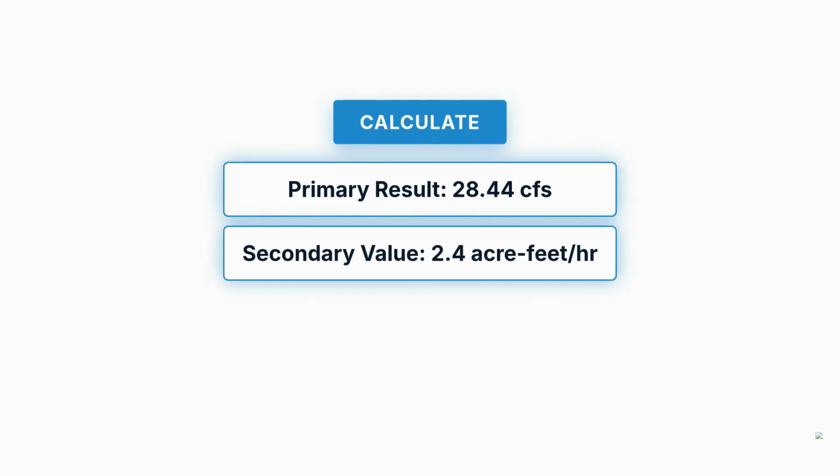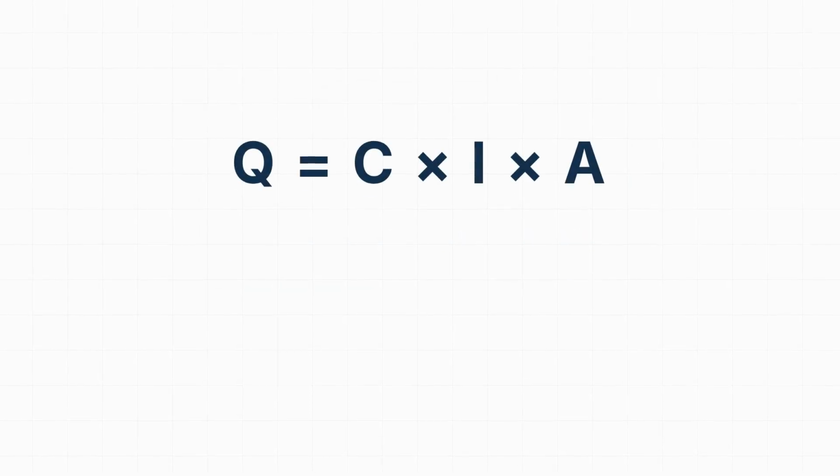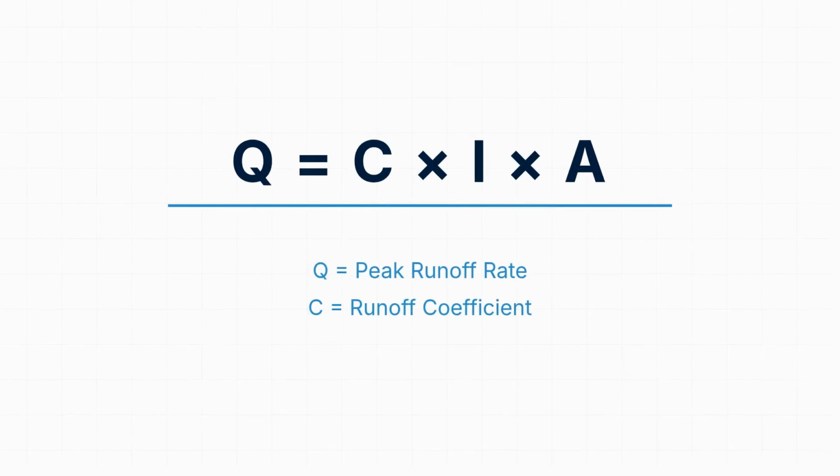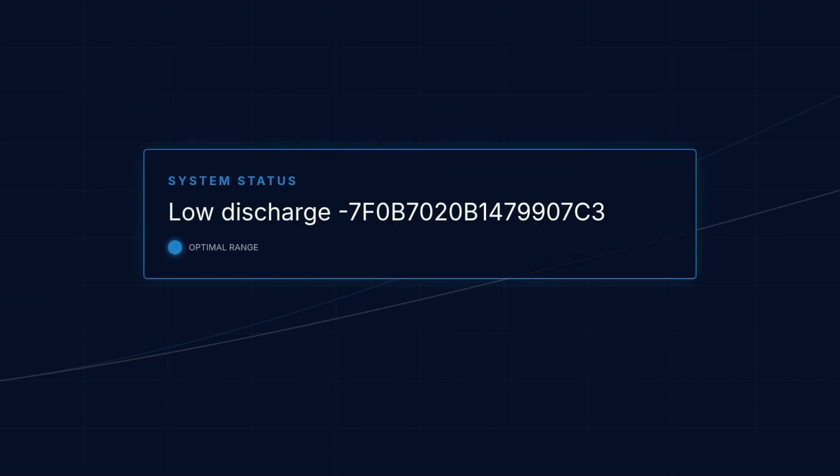The secondary value converts this to 2.4 acre-feet per hour. The additional info confirms we're using the rational method formula Q equals C times I times A. The status indicator reads low discharge, adequate capacity, telling us this flow rate is manageable for typical drainage systems.